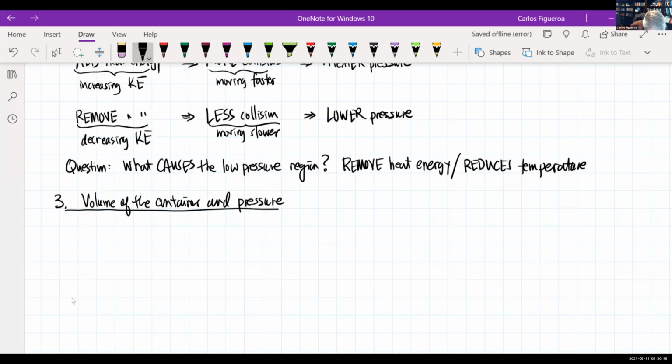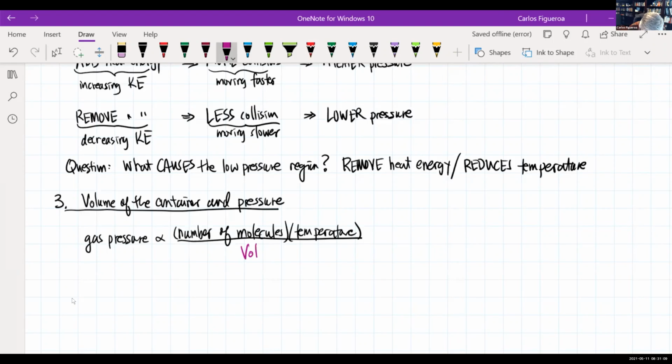And so again, the ideal gas law says that the gas pressure is proportional to the number of molecules times the temperature divided by the volume of the container. And clearly, this has to be 1 over the volume. So it's an inverse effect with the volume.